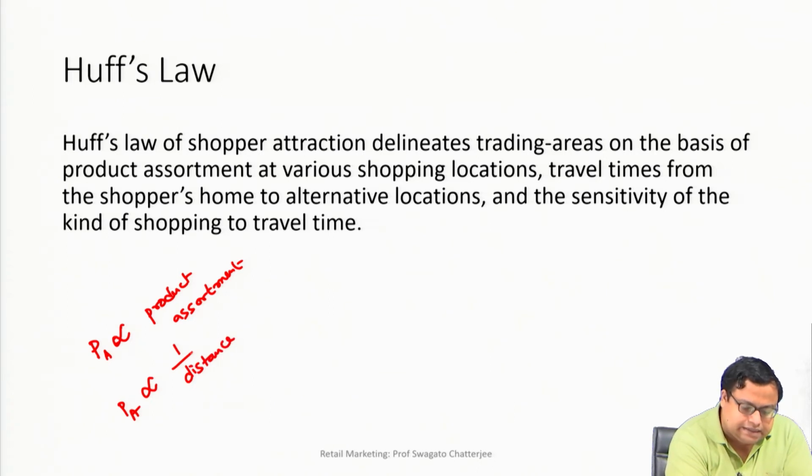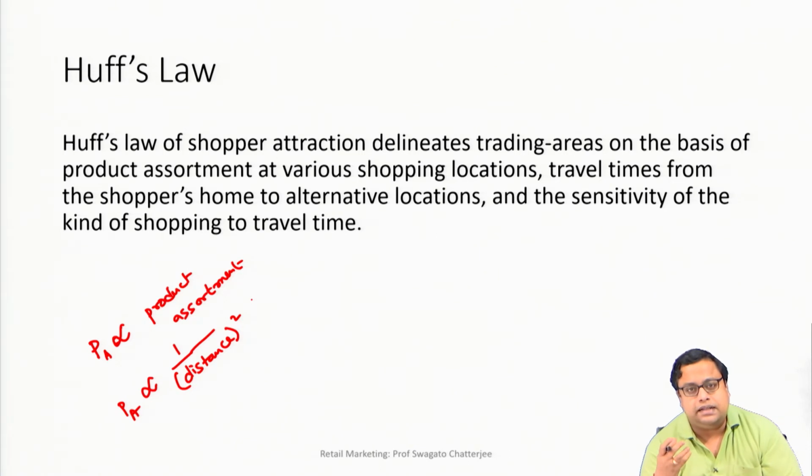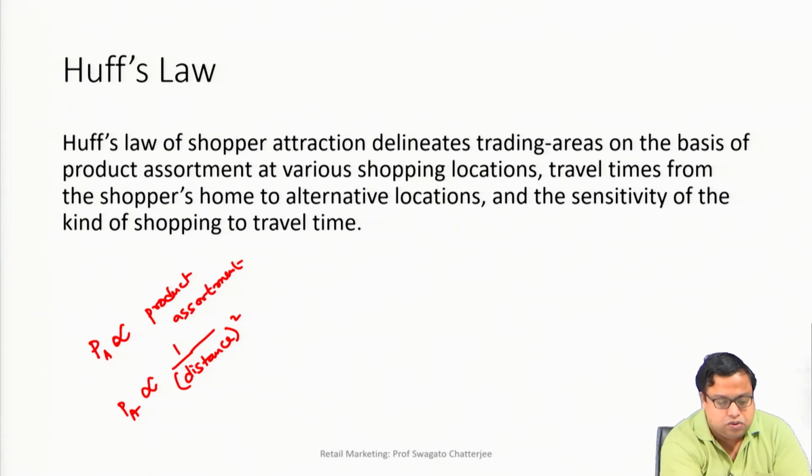And we say that distance is squared. Why is distance squared? Because the greater the distance, because of the travel time and the possible congestion, the time taken will not be linear; it will increase non-linearly. So, that is why distance squared is the penalty that I am getting. So, these two: the travel times for the shoppers from home to alternative locations, and the sensitivity to the shopping.